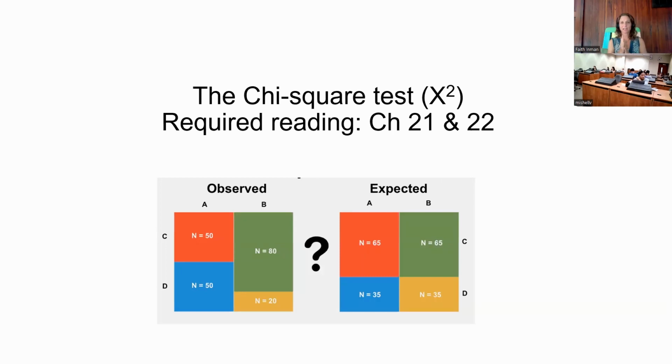Okay, the chi-squared test, required reading for this week, chapters 21 and 22. I know 2 chapters, that's a lot, but they're fairly short and they're actually really interesting. They go over a lot of really good examples, and that's going to help you so much to understand what's happening. I can explain only so much during the lecture. Spending your time delving into the textbook is going to give you a much deeper understanding of these tests.